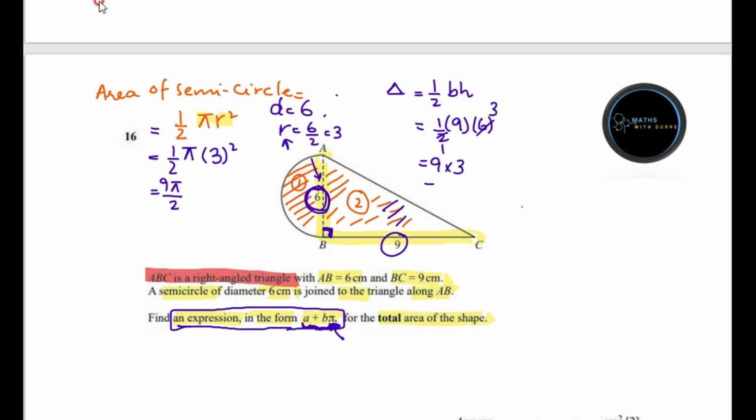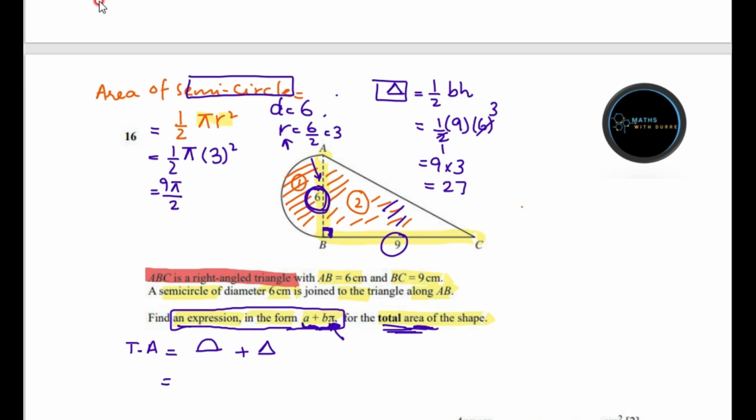So 27 is the answer. Okay, but the question was we have to find the total of this compound shape. So total means what? We need to add the semicircle's area and the area of a triangle. So total area will be the area of a semicircle plus the area of a triangle.